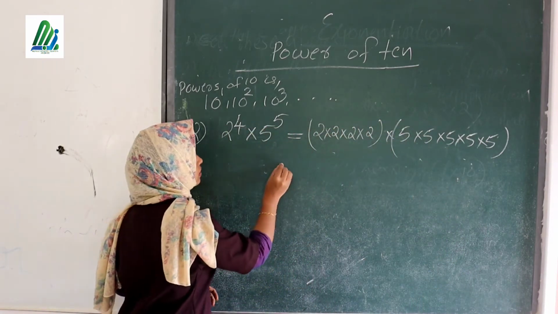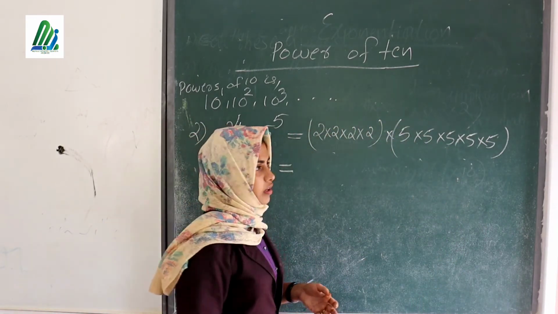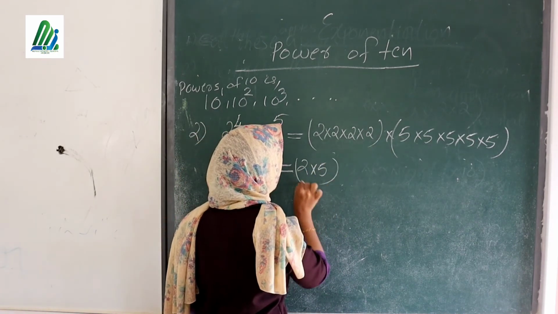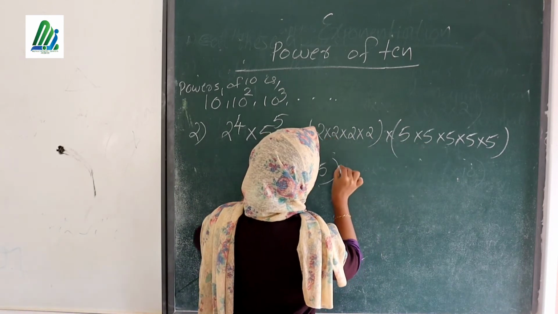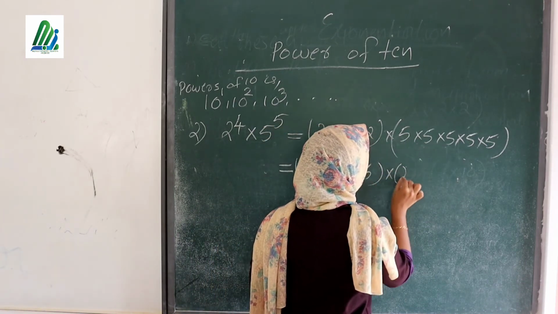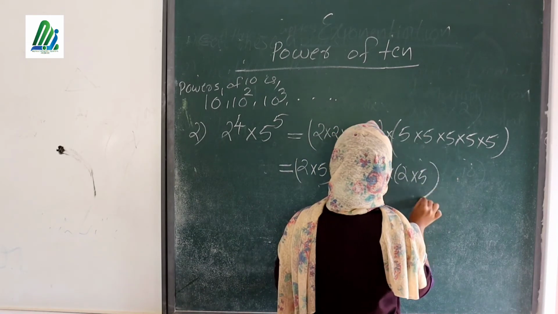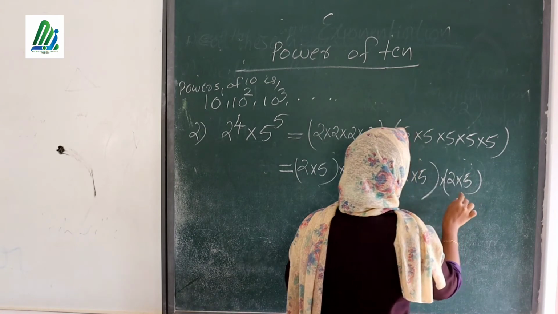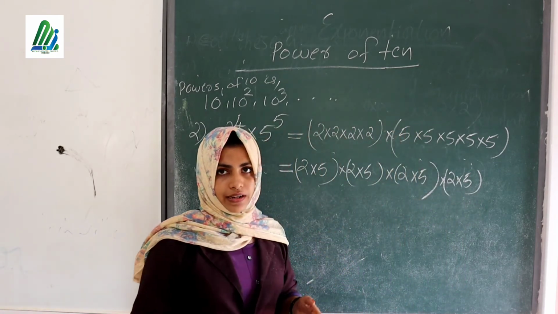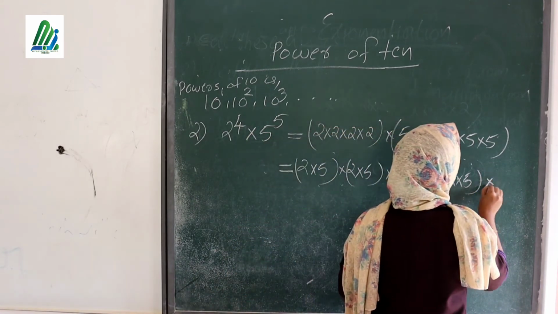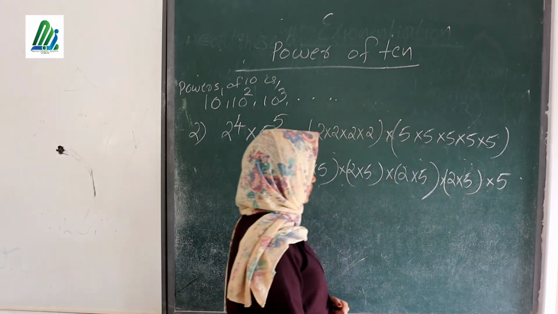And reordering the 2s and 5s together, 2 into 5. So when we reorder all the 2s and 5s together, one 5 is left. One 5 is left.